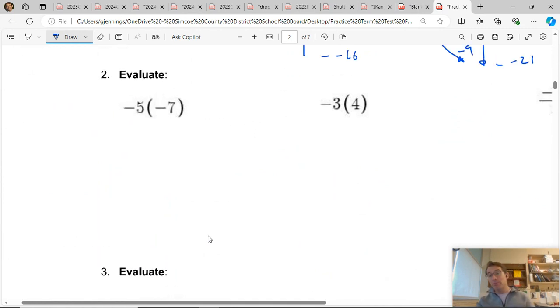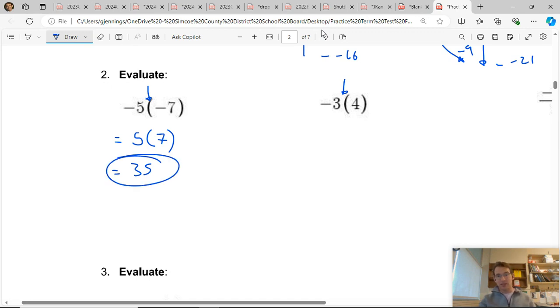Next one here. We've been asked to evaluate these multiplications. When we write things down like this, that's multiplication. So this is negative 5 times negative 7. This is negative 3 times positive 4. This is one way we can write that down without that x, because we're using that x as a letter nowadays. All right, so negative times a negative is a positive. So this is the same thing as 5 times 7. And then, why do 5 times 7? That's 35, final answer.